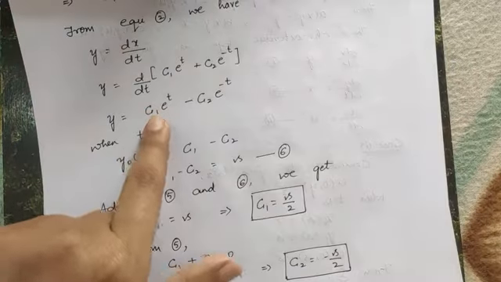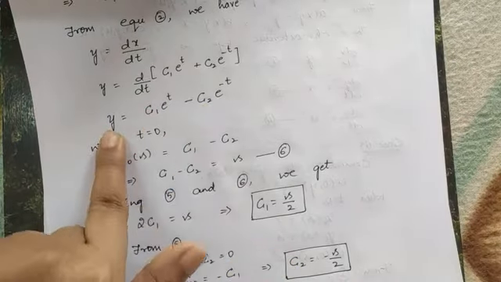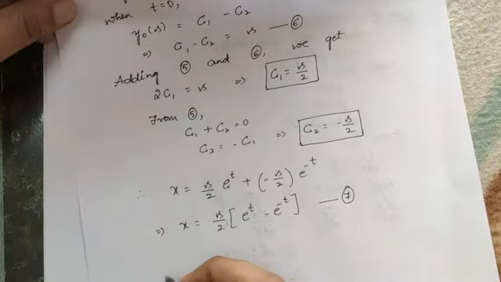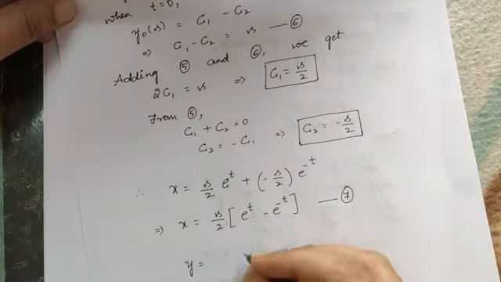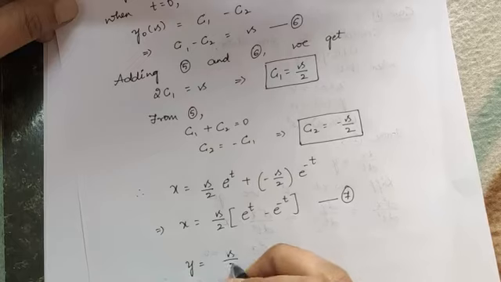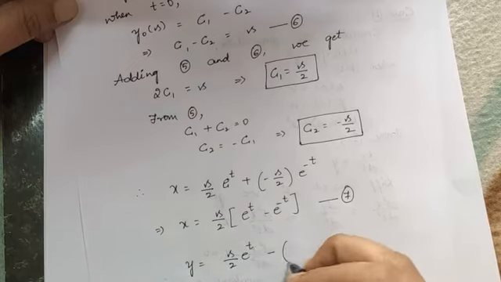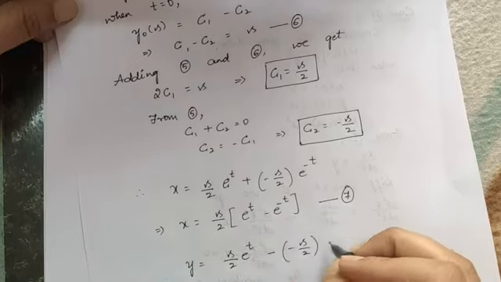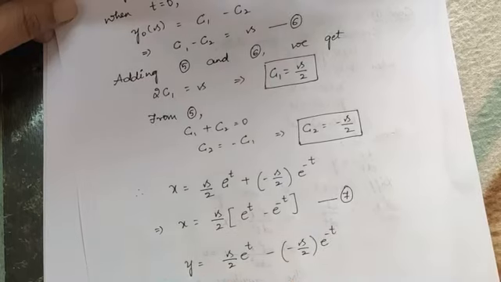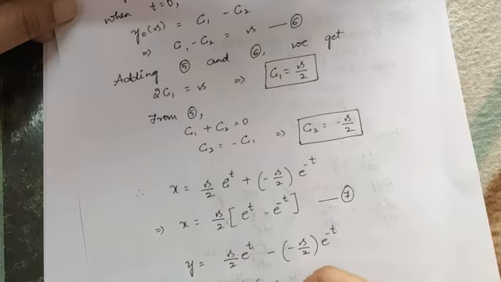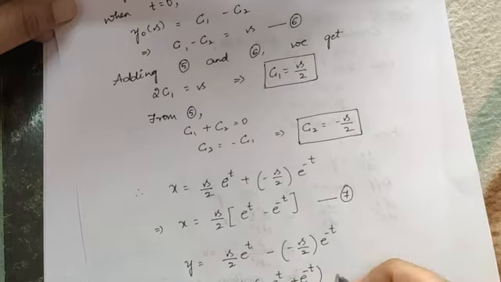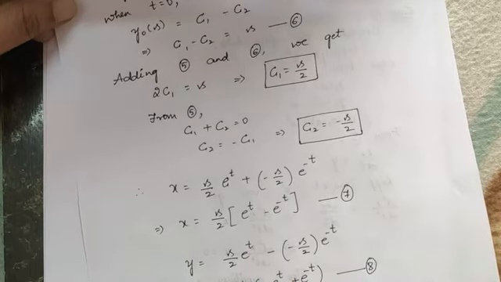Similarly, if you substitute the value of c1 and c2 here, you will get y, right? So y is equal to s by 2 into e power t minus of minus s by 2 into e power minus t. So this implies y is equal to s by 2 into e power t plus e power minus t. I will call this as equation number 8.